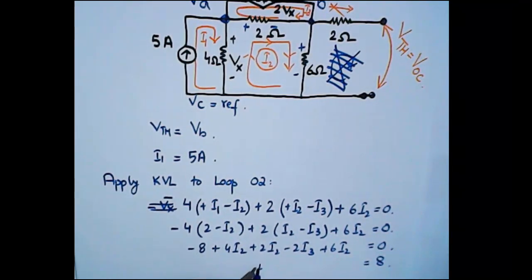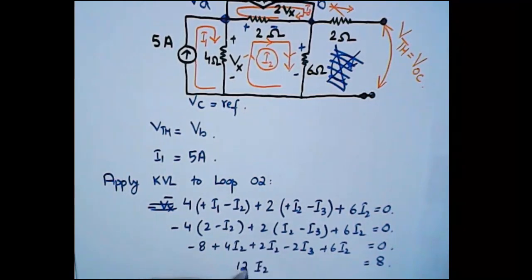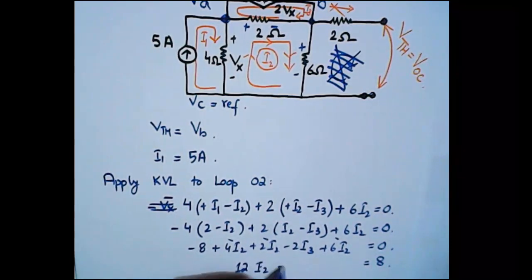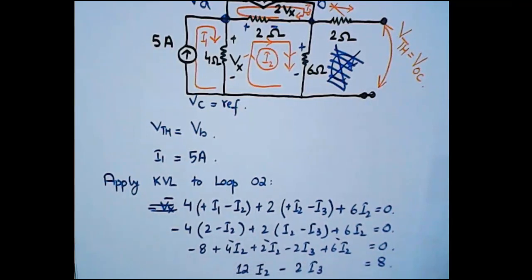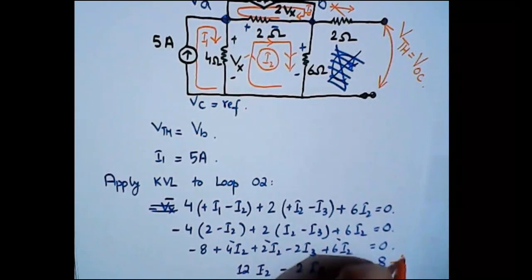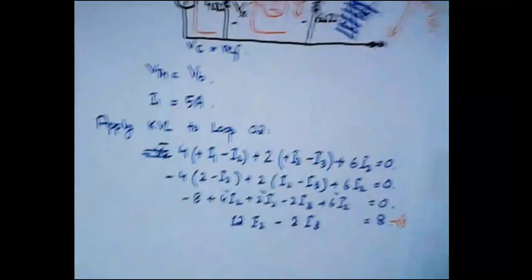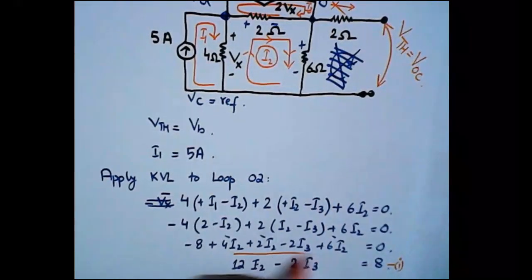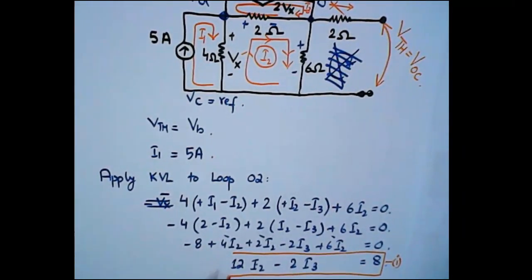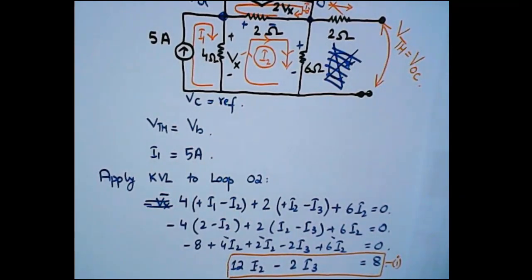So it becomes 12I2, 4, 6, 10. This one is 10, minus 2I3 is equal to 8. We can also simplify it if we want, like 6I2 minus I3 is equal to 4, but we are not concerned with the mathematics as far as it is concerned, right? Okay, so this is our equation number 1.